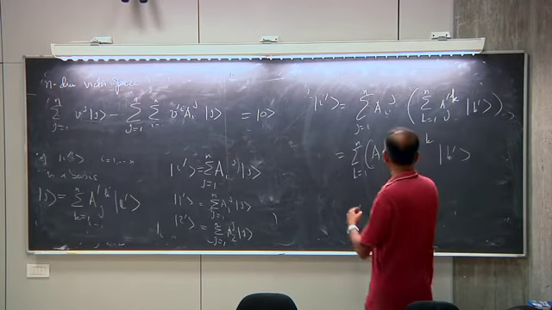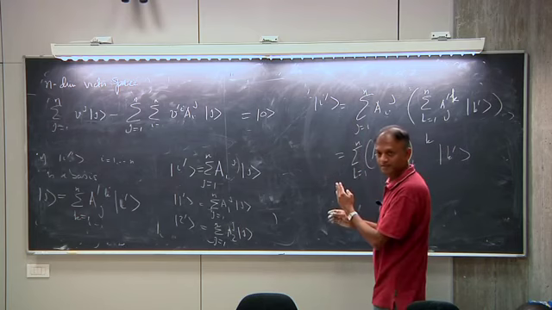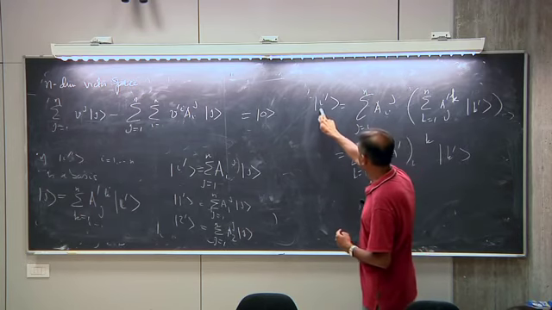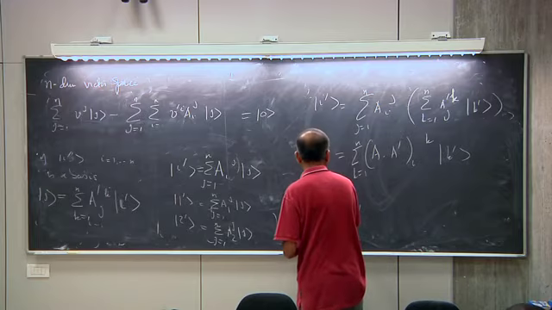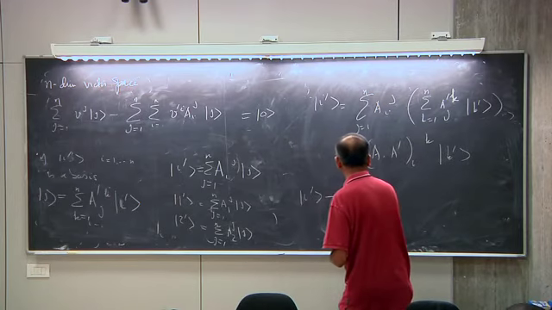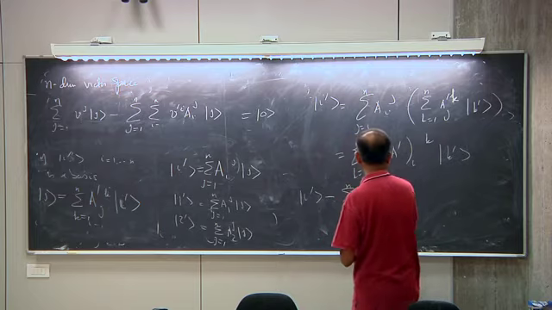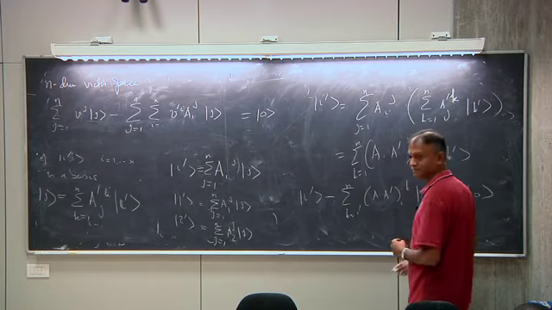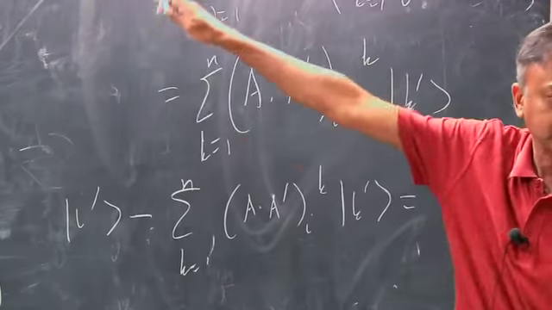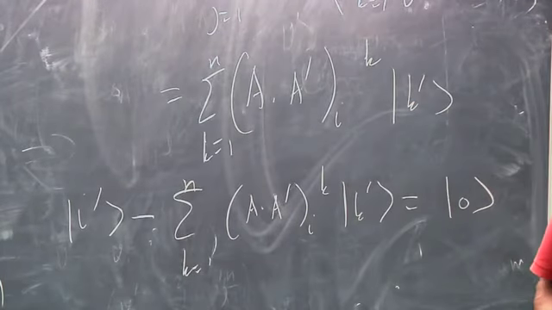But now again, take it to the other side. Okay. And let me write also I prime. Okay, let's look at this. So I prime minus the sum over k equal to 1 to n of a times a prime, in matrix language, matrix multiplication, k prime, that's equal to the null vector. I take this to the other side, you get the null vector.